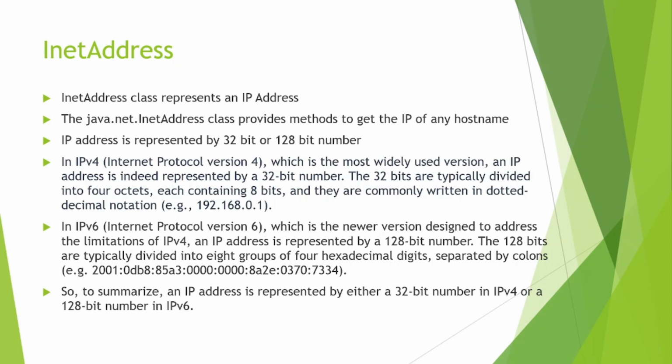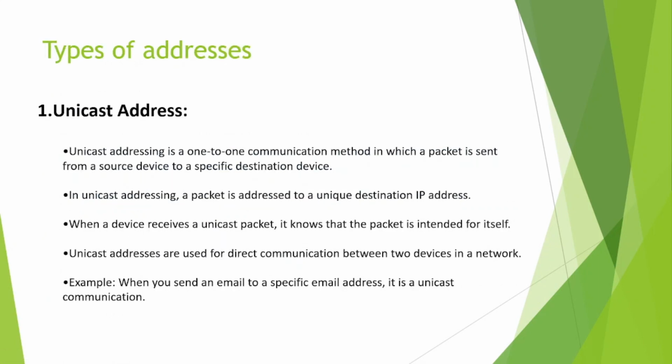The 128-bit number is used for an IPv6 address, that is Internet Protocol version 6 address. The 128 bits are typically divided into 8 groups of 4 hexadecimal digits, which are separated by colons. One of the examples is what you can see over here. So to summarize, an IP address is represented by either a 32-bit number in IPv4 or a 128-bit number in IPv6.